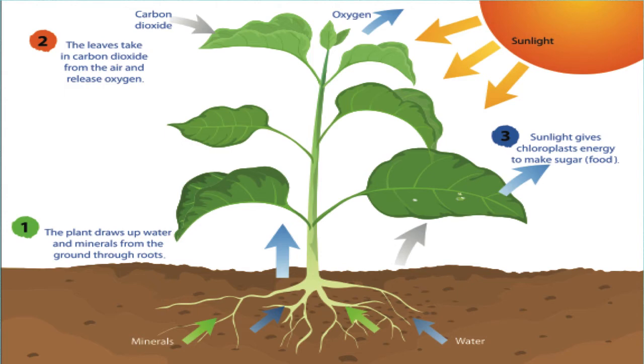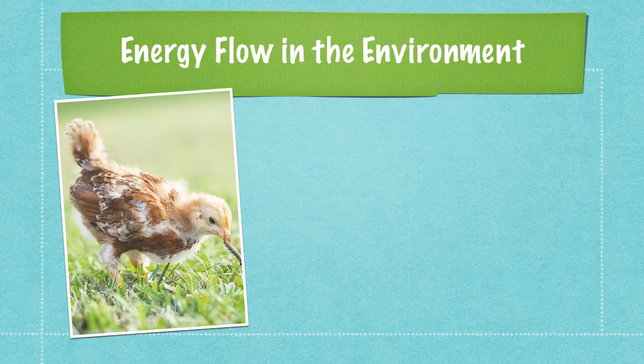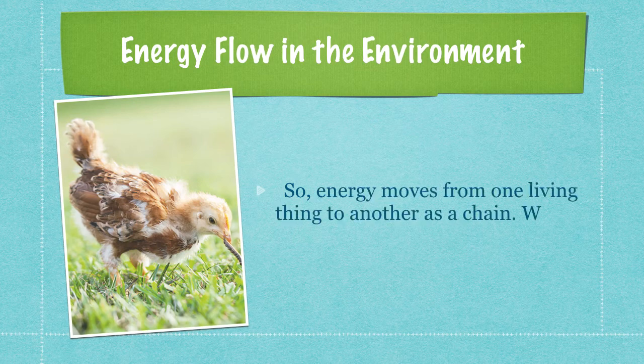In the sunlight, part of the chloroplast stores this light energy. So that's how they make their own food, the plants. So I hope photosynthesis is clear now and you can still remember the discussion. Next. So energy moves from one living thing to another as a chain. We call this food chain.